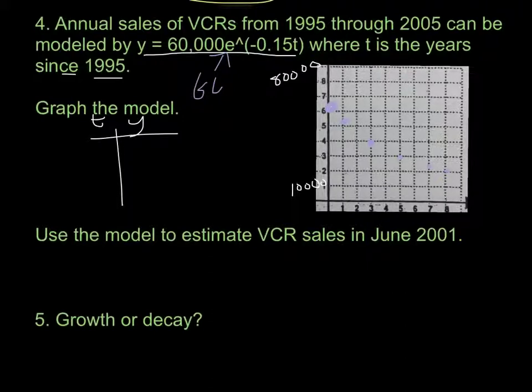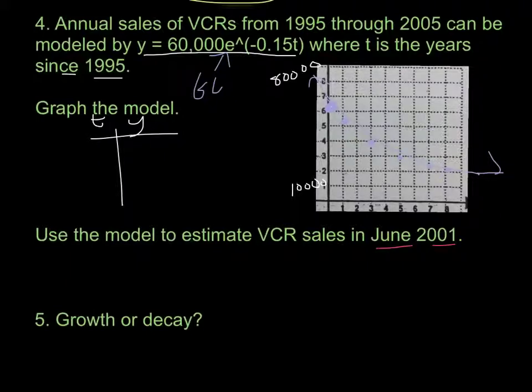So if we graph this in, you'll notice that we will get exponential decay. Okay? And so we can just see how these VCR sales went down. It uses the number E, but I'm not really doing anything different. And okay, then it says, all right, go ahead and estimate the VCR sales in June of 2001.